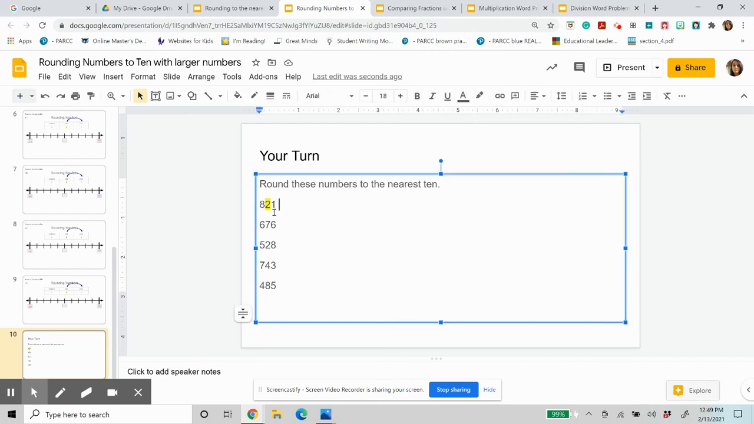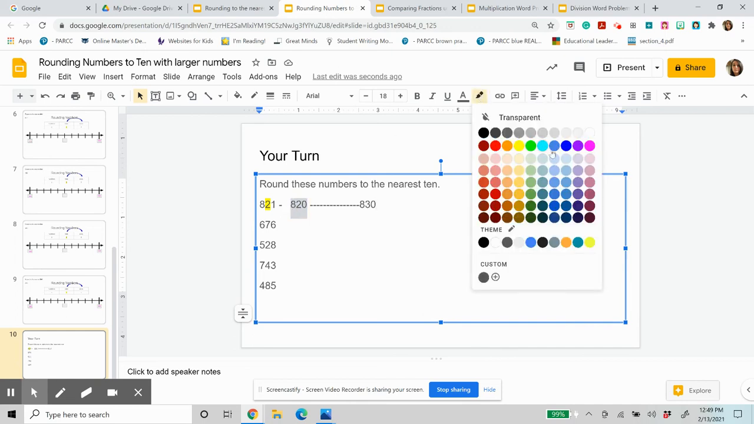All right, so 821 rounded to the nearest 10. So I highlighted the 2, right? So I know that the 8 doesn't change. So that would be 820. And the next 10 would be 830, right? So that I look at the 1. 1 is less than 5. So it would be rounded to 820.